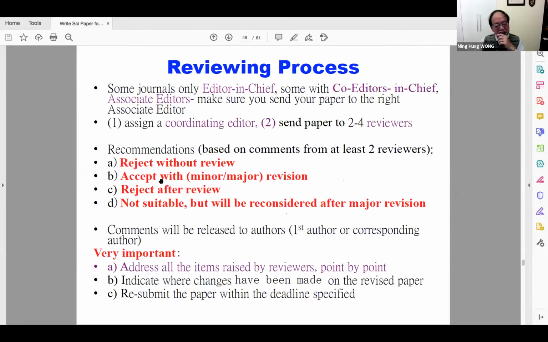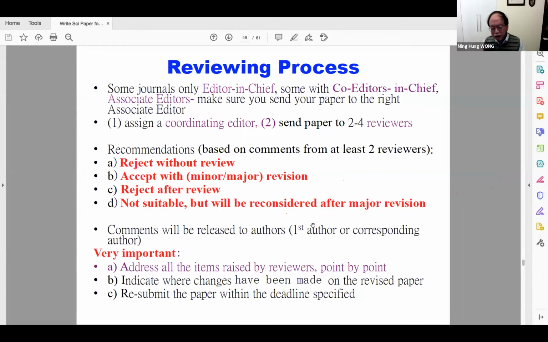Reviewing process will be very often... oops, this is my alarm clock. So I've got a few more minutes. The recommendation will be reject without review, accept with minor or major revision, reject after review, and not suitable but will be reconsidered after you have carried out major revision.